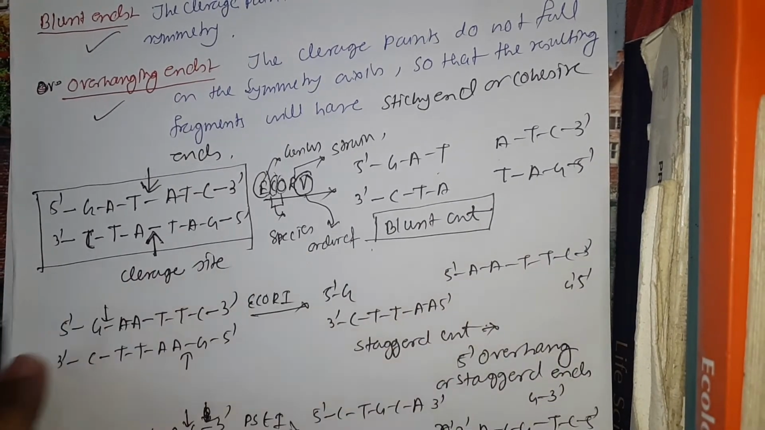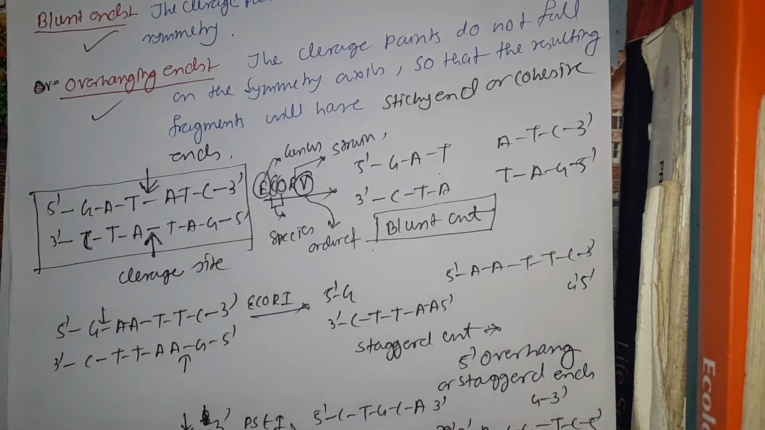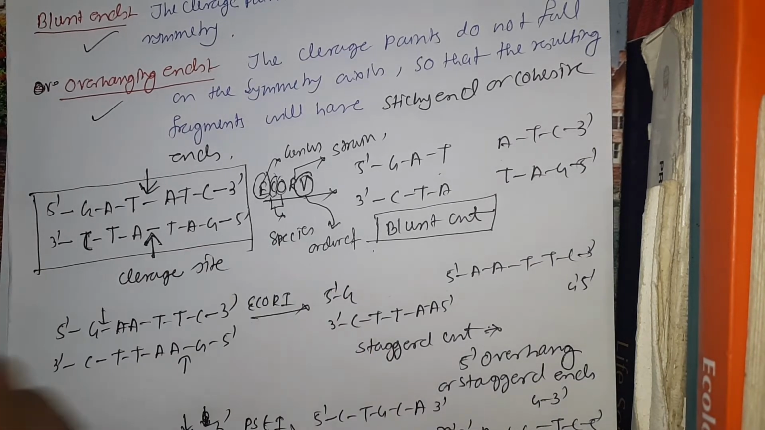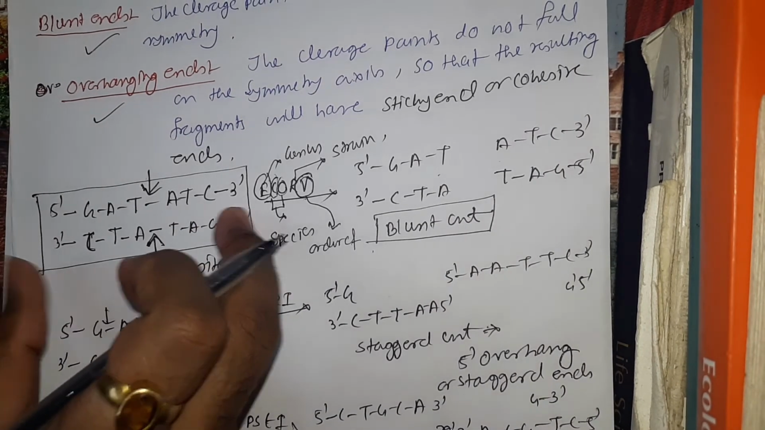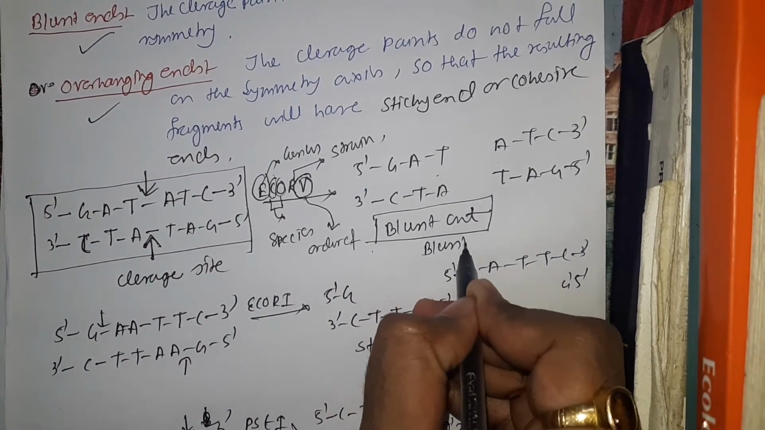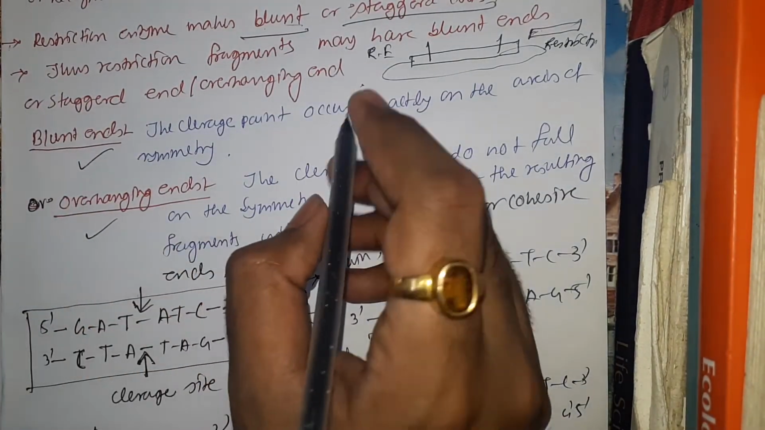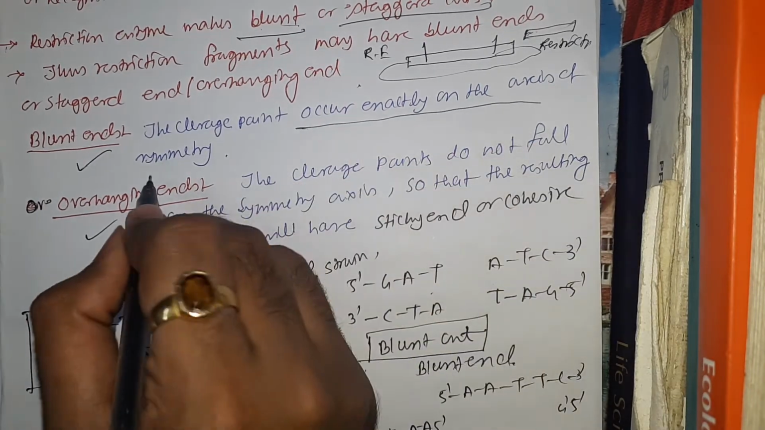That means if I am told, I am going to explain this in a very simple way. Simply they want to tell us if the restriction endonuclease will cut this specific restriction site into equal parts, then we will have blunt ends. Simple. But the technical term of that thing is the cleavage point occurs exactly on the axis of symmetry.